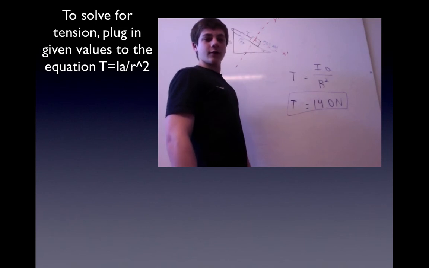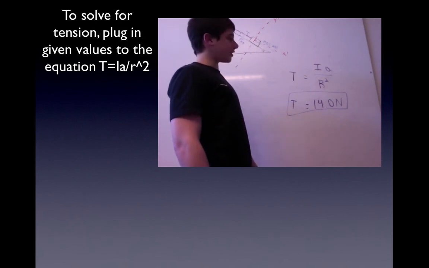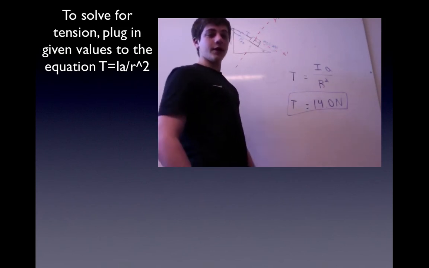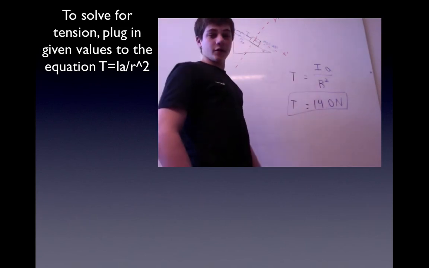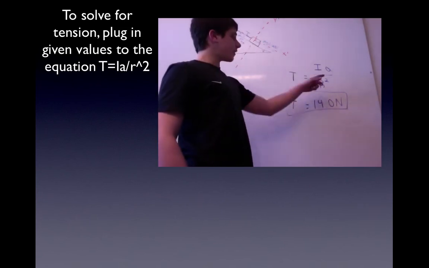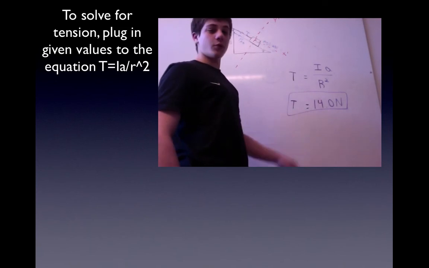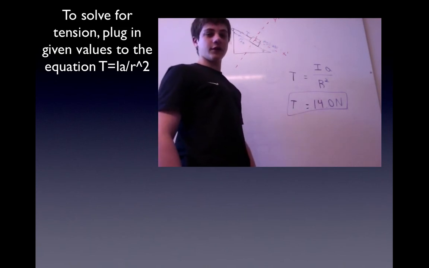In our previous slide, we showed you why the tension equals I times a over R squared. Plugging in our value of acceleration that we previously solved, which was 1.1214 meters per second squared, times I of 0.5 kilogram meters squared, divided by the radius of 0.2 meters squared, gets you a value of 14.0 newtons, to 3 significant figures, for tension.